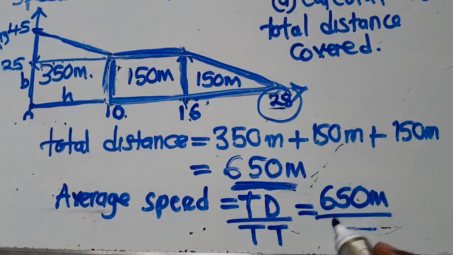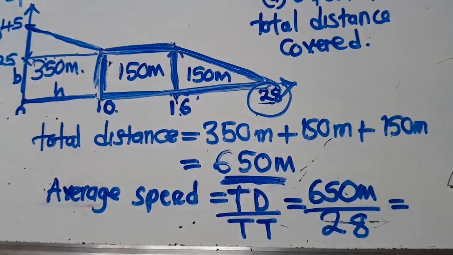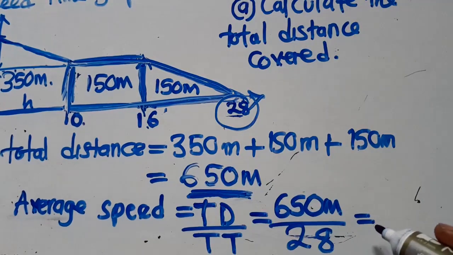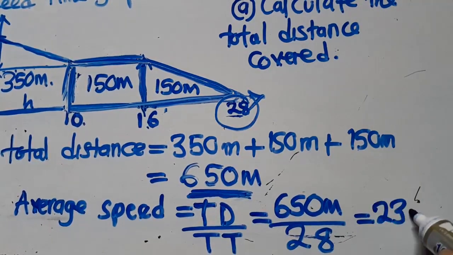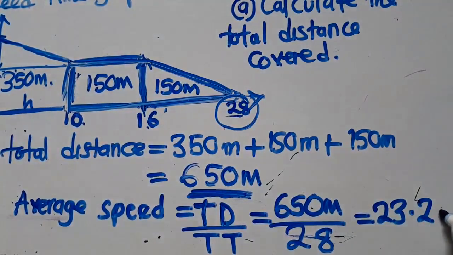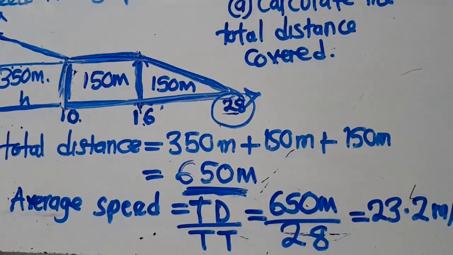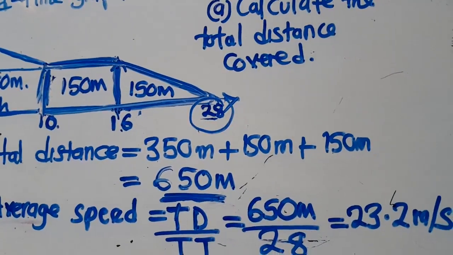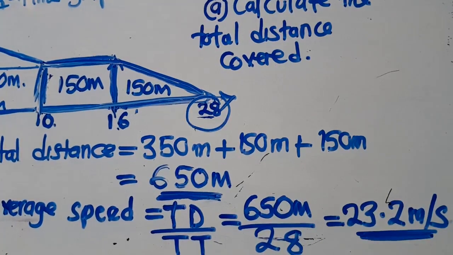Total time is what? 28. So 28, which is equal to, it is equal to what? Where I say 650 divided by 28. What is your answer? The answer that you are going to get will be 23.2 meters per second. Meters per what? Per second, just like that. So this is your answer. This is how you get to answer that one. So this is how we get to answer total distance, average speed, and how to sketch. These are things you need to do. These are steps that you need to follow.